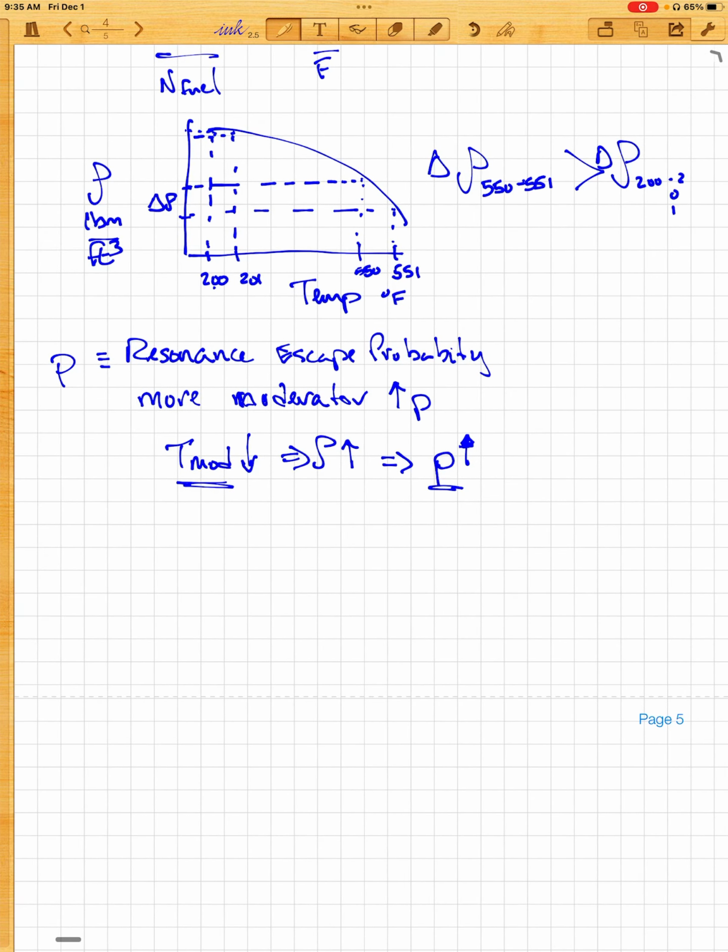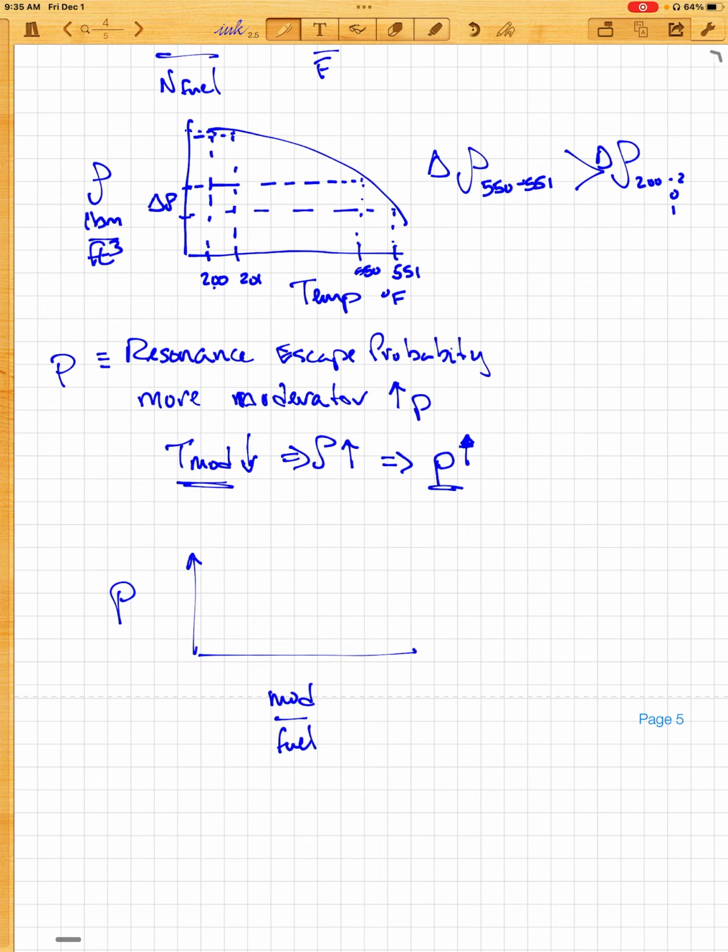An easy way to remember that, I'll show you in a second. All right, so we change the moderator, we change P, the resonance escape probability. And we can draw a little graph of that. P. And what would the bottom of this graph be? Well, this would be moderator to fuel.